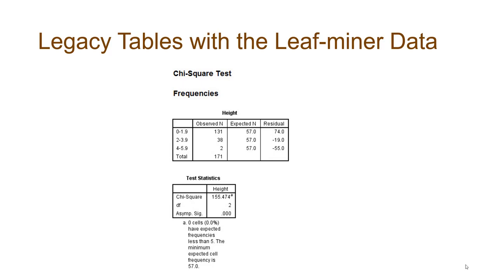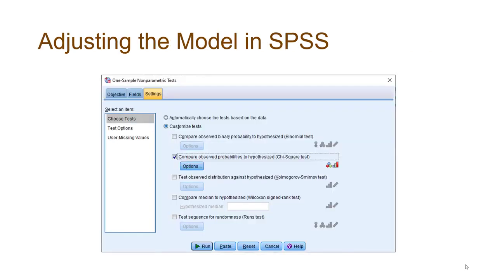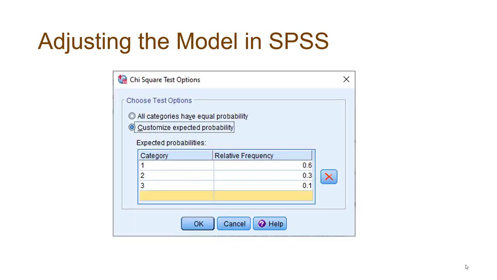Now, that's a very silly model, having them all equally likely, so you can create a more complicated model. So this time, instead of just clicking on settings to automatically choose the test based on the data and automatically create the hypothesis, what you can do is click on customize the test and compare observed probabilities to a hypothesized one as a chi-squared test, but this time you're going to specify the hypothesis. So when you click on that and you go to its options for the chi-squared test, you can have category 1, 2 and 3, and you can put in different relative frequencies.